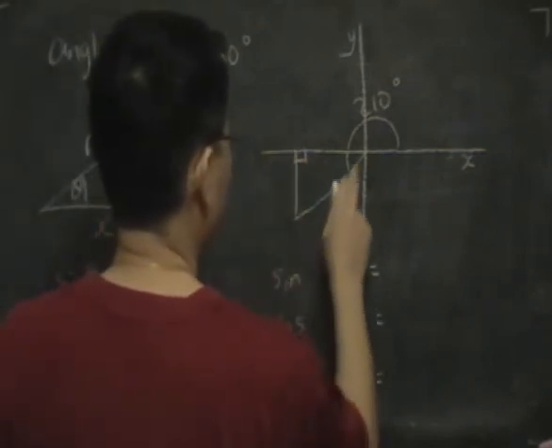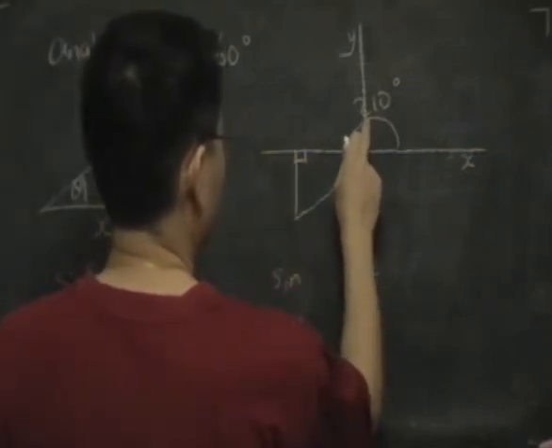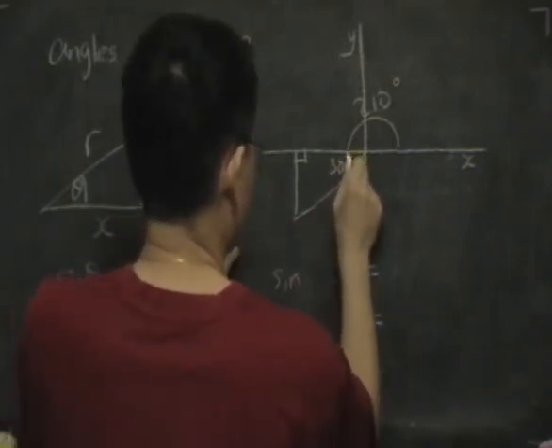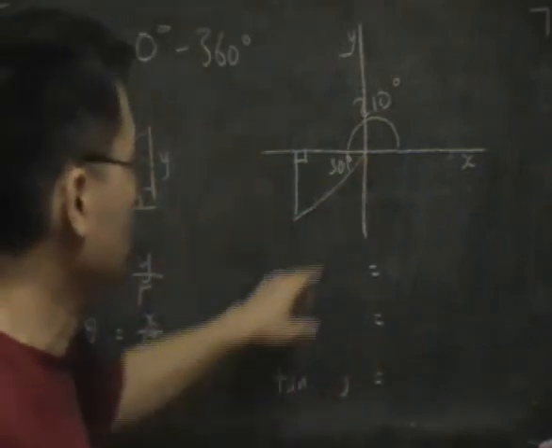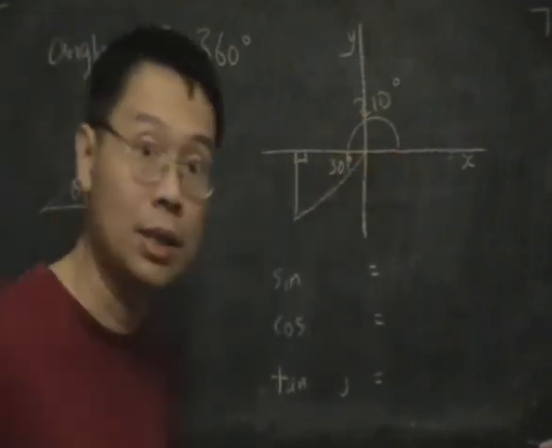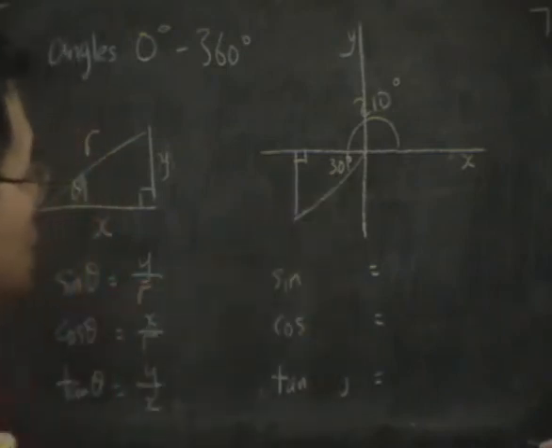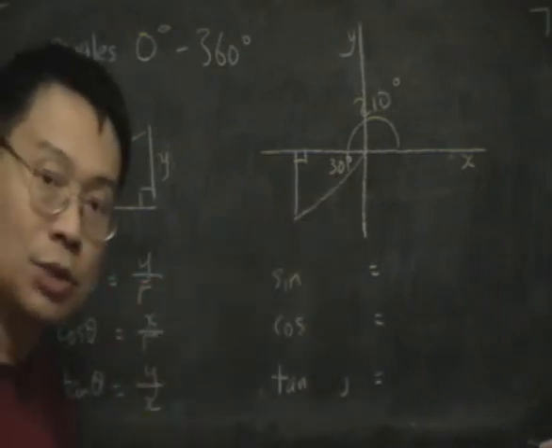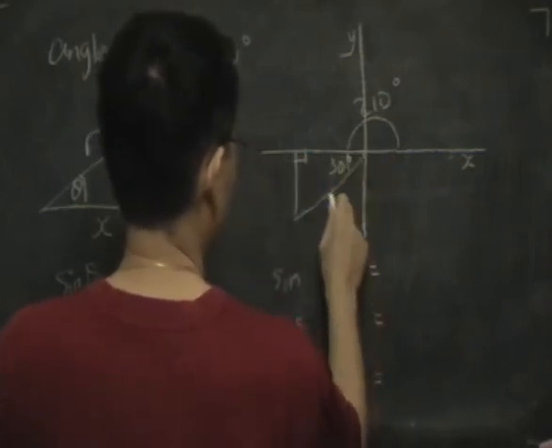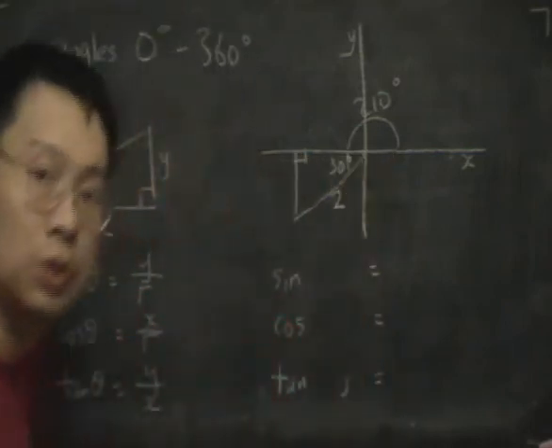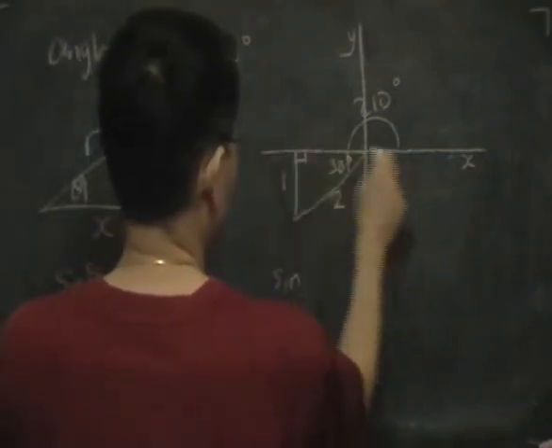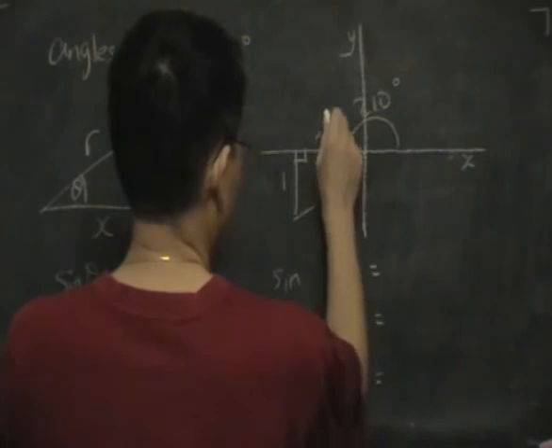So once again, if I find this acute angle, I'll get 30 degrees, because 210 degrees minus 180 degrees is 30 degrees. So that again is a special angle. We have sides that are the same as before. If the hypotenuse is 2, then the opposite is 1, and the adjacent there is root 3.